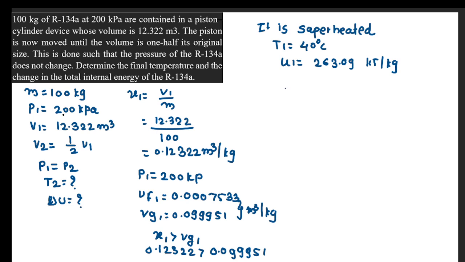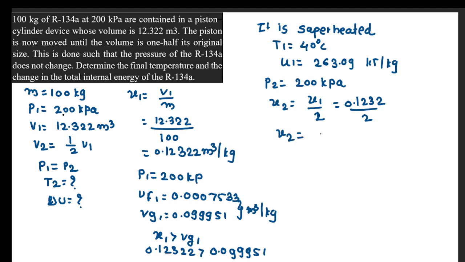Now what is the next step we have? The pressure remains constant, so pressure P2 will remain constant at 200 kilopascal. Now here the volume becomes half. The specific volume will become half of the original, divided by 2. 0.1232 divided by 2, so specific volume v2 you will get around 0.06161 meter cube per kg.